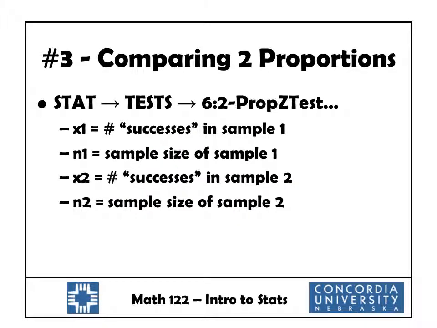Test 3 is where we are comparing 2 different population proportions. Here we have data from 2 independent samples that come from 2 different populations. The command is option 6, the 2 proportion z test, and it asks for x1, n1, x2, n2. X1 and X2 are the number of successes in samples 1 and 2. N1 and N2 are the sample sizes of sample 1 and sample 2.